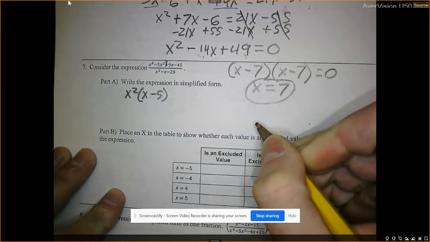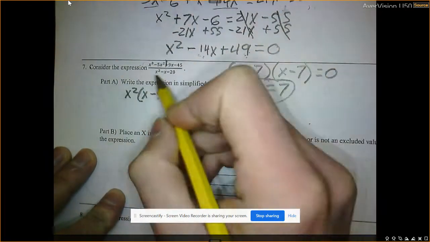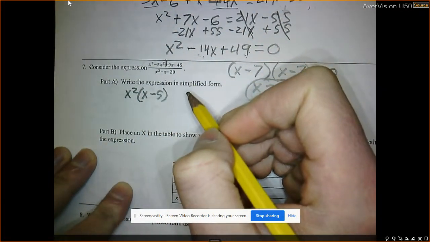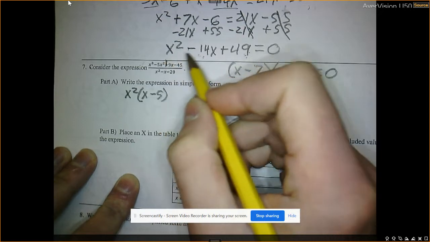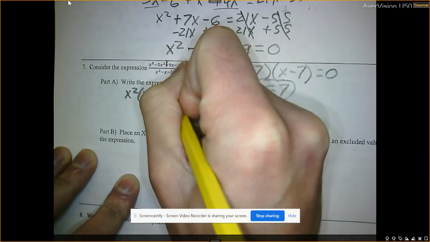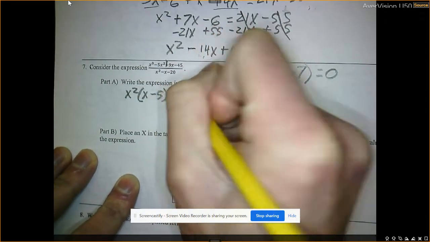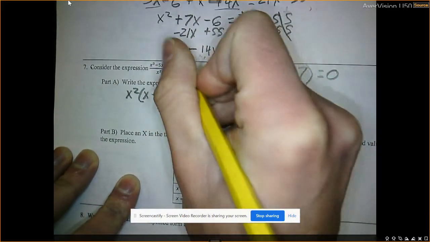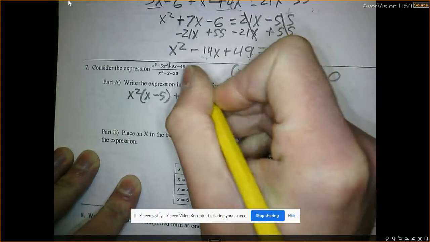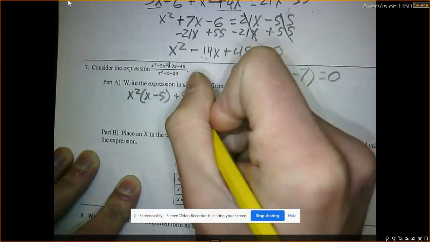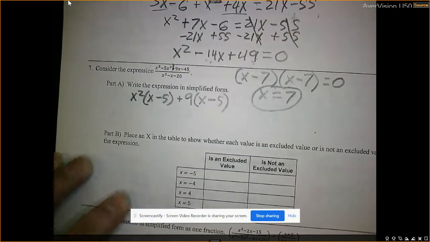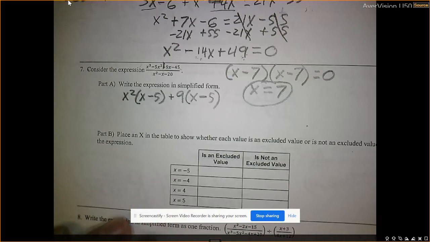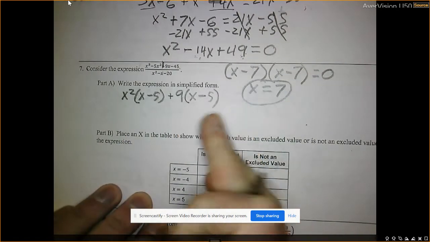Then you go to the, oh shoot, now I can't even see. That's a plus 9x minus 45. I can take out a 9 from each of those, since they're both divisible by 9. Take 9 out of 9x, you're just left with x. Take 9 out of negative 45, negative 45 divided by 9 is negative 5. Okay, so now we've factored by grouping on the top.